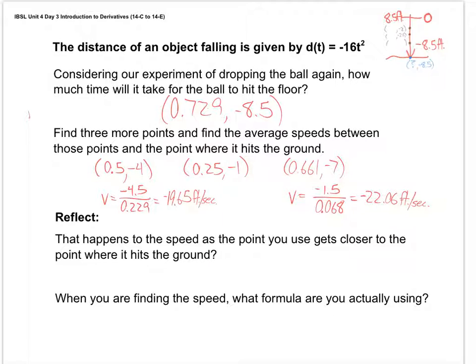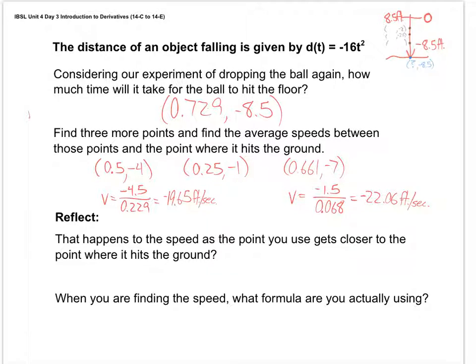Just thinking in terms of the situation, it makes sense that if we take the average velocity from 4 feet off the ground until it hits the ground, that's going to be a little slower than if we take it from 1.5 feet off the ground to when it hits the ground, okay? Because it's sped up by then, all right? Now think about how we found velocity, okay?